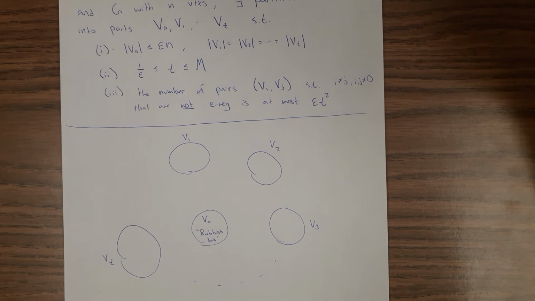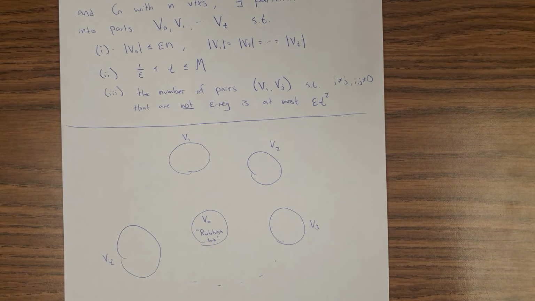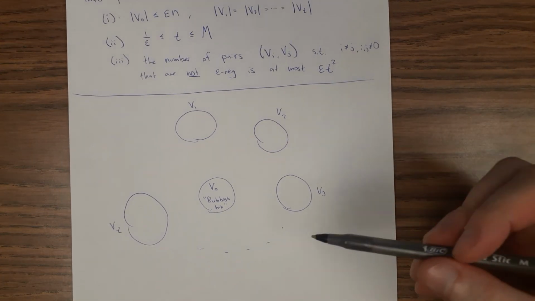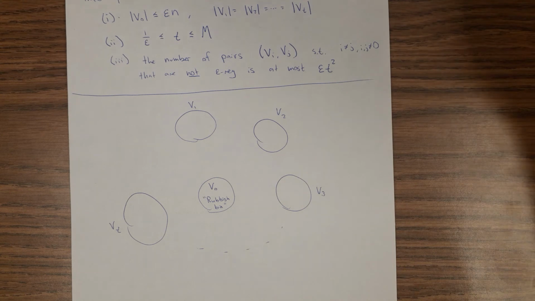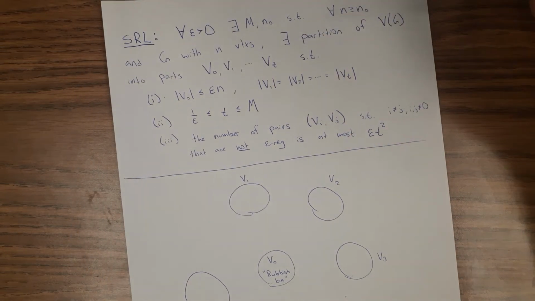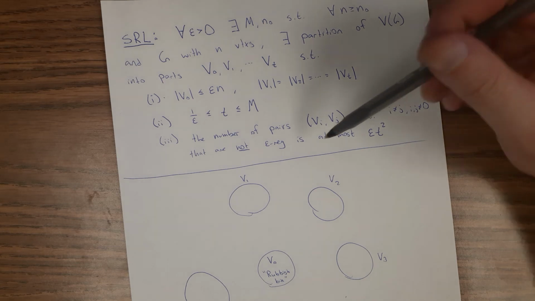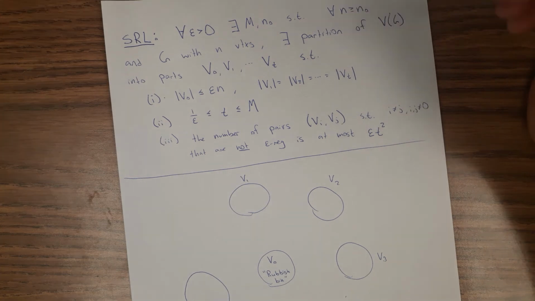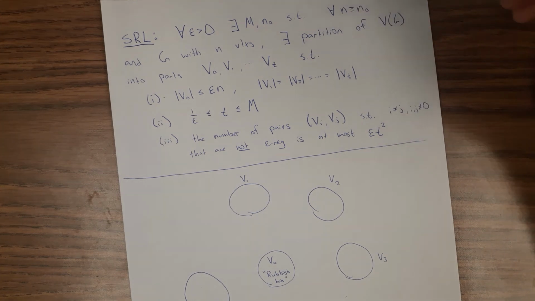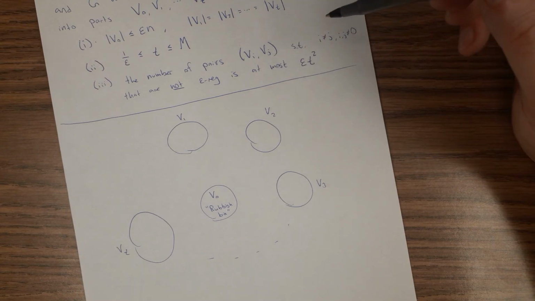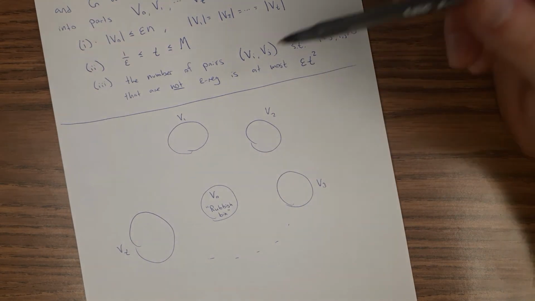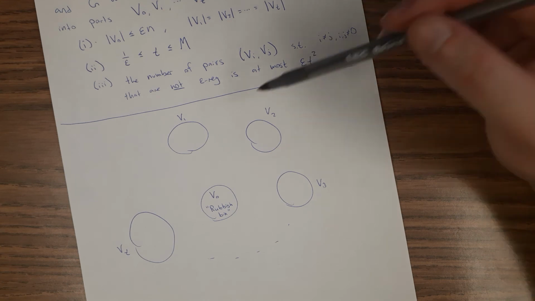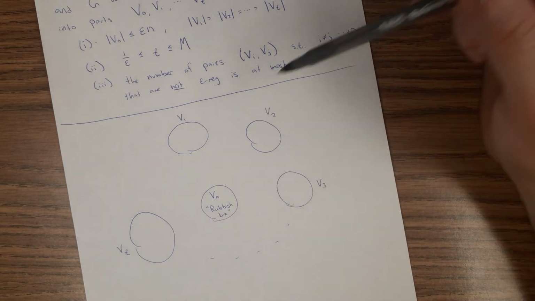So I drew a picture. We often call V naught the rubbish bin. We're not really having any requirements for the rubbish bin except that the rubbish bin be small. Notice that the rubbish bin is left out of anything claiming that it would be epsilon regular with anything else. So we just have this exceptional set, the rubbish bin. And then we have all these other sets. They're all the same size.